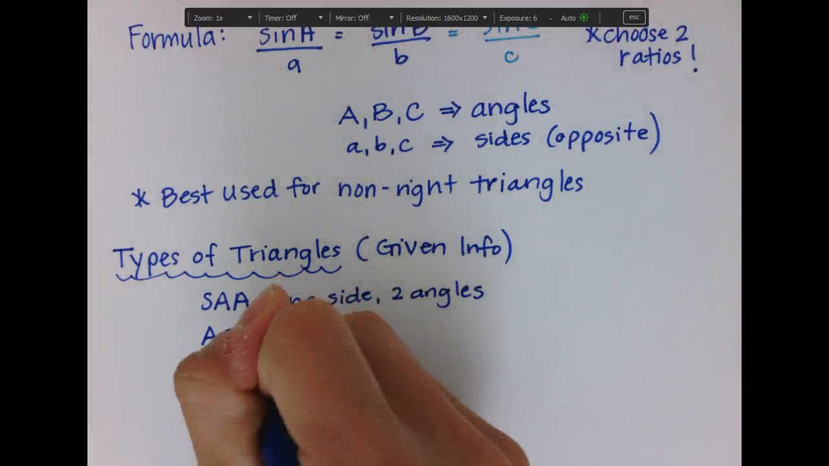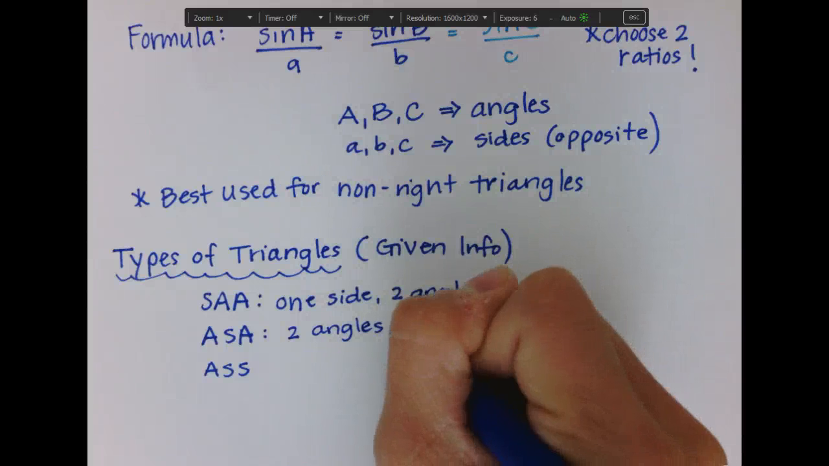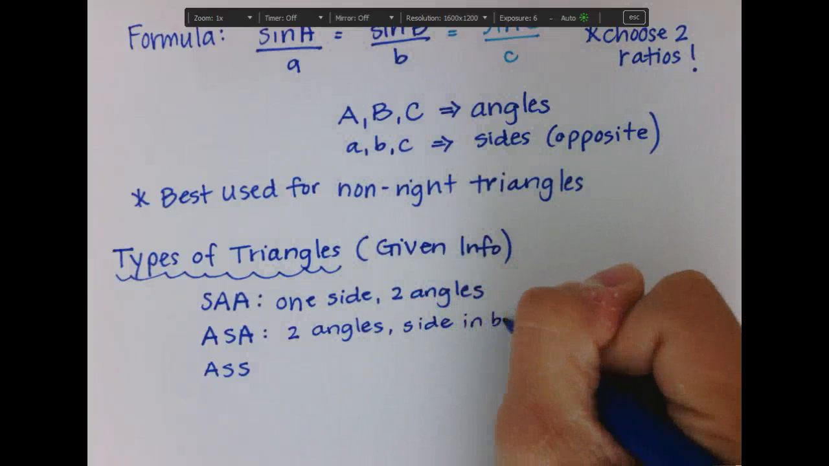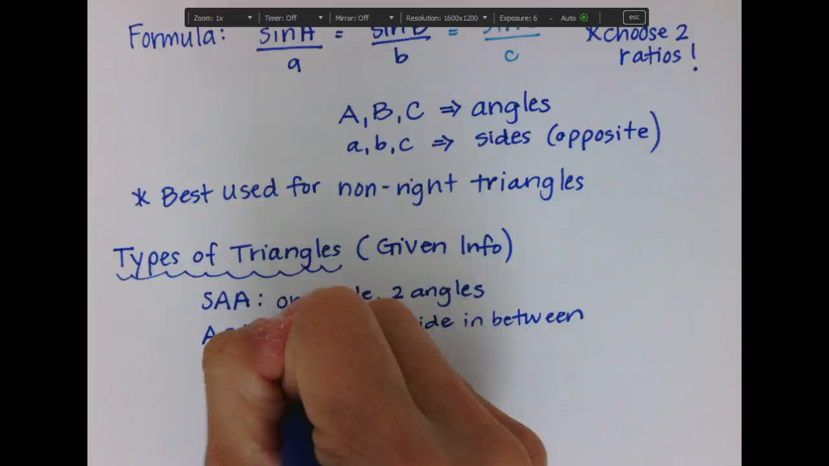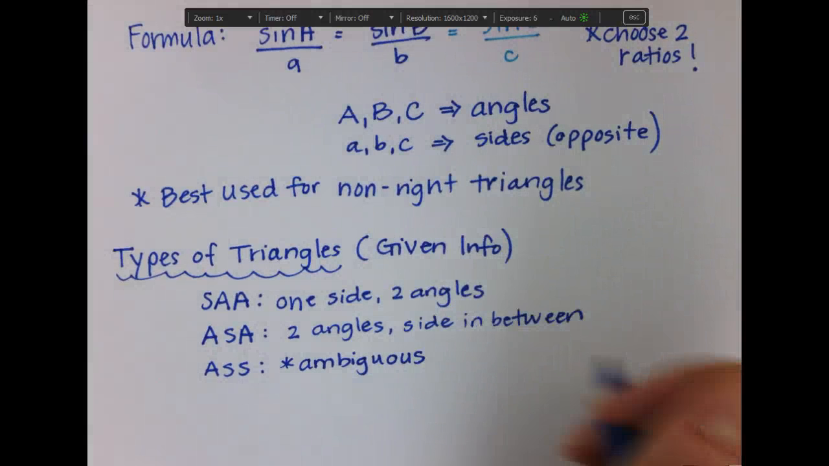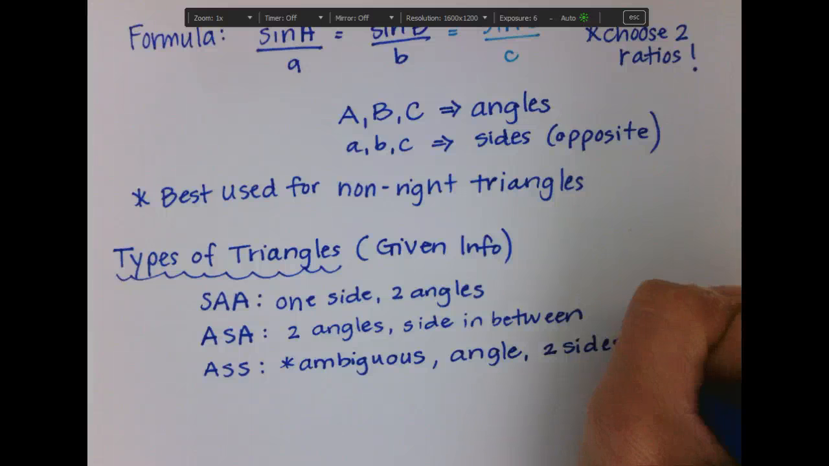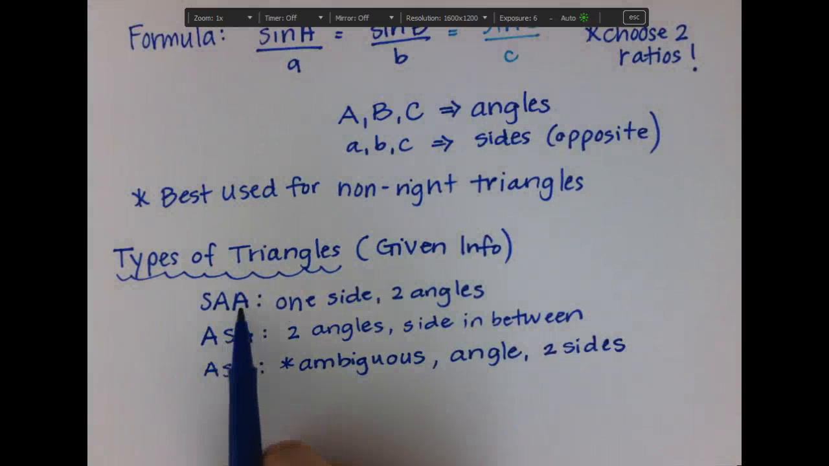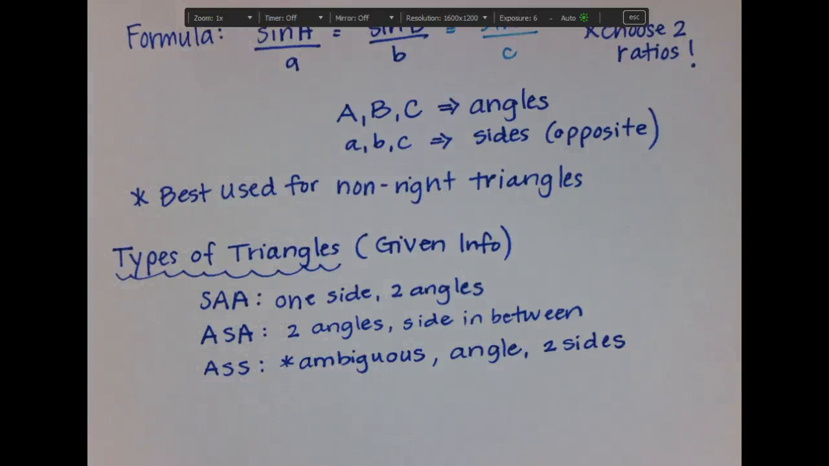In the second case, the ASA, you also have one side and two angles, but here what happens is that the side occurs in between the two angles. And I'll show you a diagram of that in just a second. The ASS case obviously spells a particular word, and this is what's called the ambiguous case, if you're familiar with that. If not, we'll go over what that means. But in the ambiguous case, we're given one angle and two sides. Alright, so these first two, where you have one side and two angles, are fairly straightforward. And then the ambiguous case has a couple of different scenarios that we need to review.